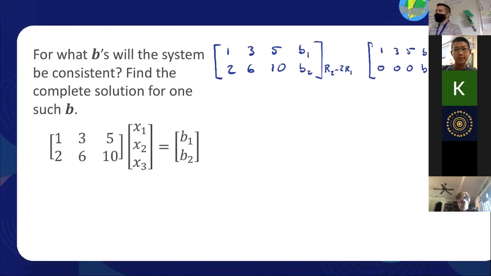Again, if you don't get any rows of zeros, it's consistent for every B. There are no constraints. Every single row of zeros you see gives you another constraint that has to be true. This is consistent when B2 minus 2B1 is 0. I cannot emphasize enough, it's only because it's a row of zeros. If it is not a row of zeros, if that was 0, 0, 1, B2 minus 2B1 does not have to equal 1. The 1 is a coefficient of a variable. The variable would have to equal B2 minus 2B1, but that could be anything.